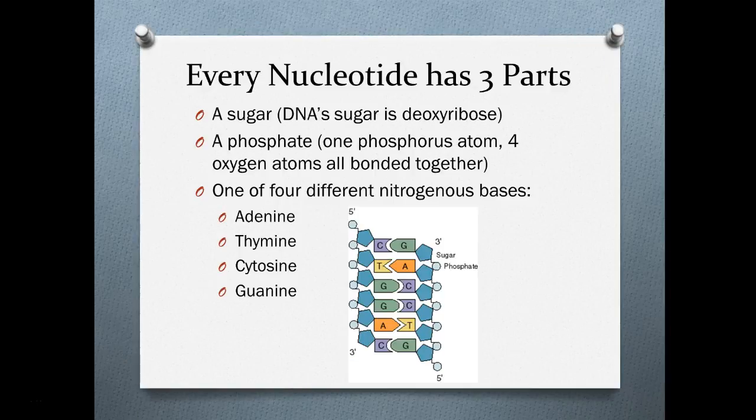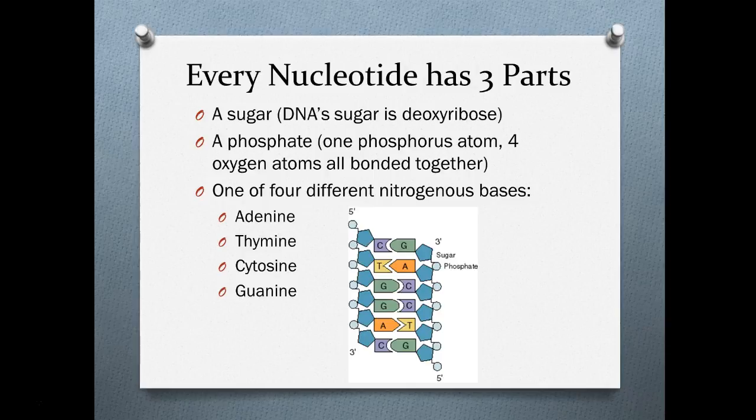Every nucleotide has 3 parts then. A sugar, and DNA's sugar is called deoxyribose. In fact, that is the D in DNA. It stands for deoxyribonucleic acid. So every nucleotide has a sugar, one phosphate. And there is a difference between a phosphate and a phosphorus. A phosphorus atom bonded together with 4 oxygen atoms make up a phosphate.